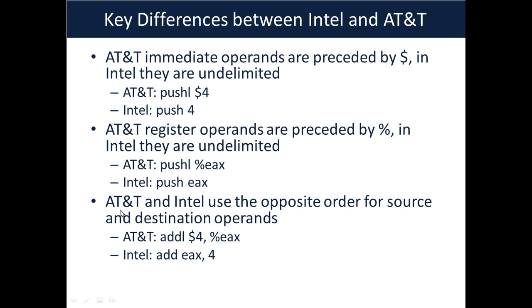Let's come to the next difference. This is a very important one. The order of source and destination operands are typically opposite. In AT&T, you give the order as $4, %EAX. What this means is add 4 to the existing value of EAX and store it in EAX. In Intel, you would write this as add EAX, 4. This would add the value 4 to EAX and store it there. So don't worry if some of this looks daunting. When we do the actual samples, it will be much clearer.